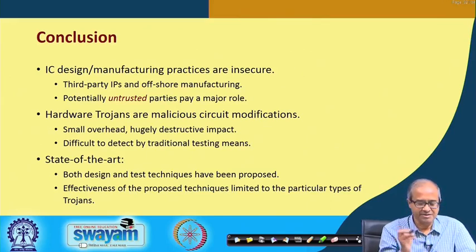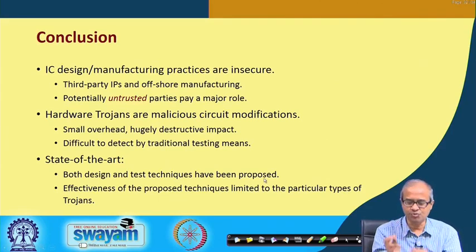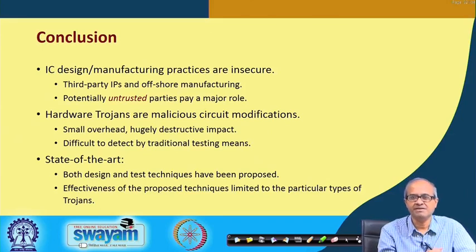Okay. So, state of the art, what is it? See, there is so much research work that has been carried out, both on how to design Trojans and how to test whether a Trojan exists in a design. They have been proposed, but all these works concentrate on particular types of Trojans, none of the methods are general. None of the testing techniques can detect all different types of Trojan, only specific types of Trojan can perhaps be detected through testing. Okay.